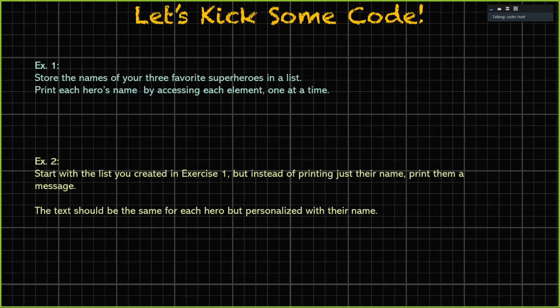Everybody has their interpreter readily available. Two exercises for us. First one, we're going to store the names of our 3 favorite superheroes in a list. Let's call that list heroes, just to keep everything simple. I want you to then, after you've stored the names in a list, print each hero's name by accessing each element one at a time.